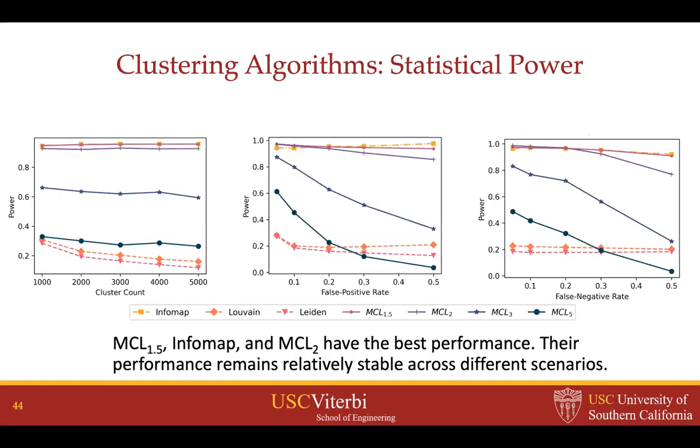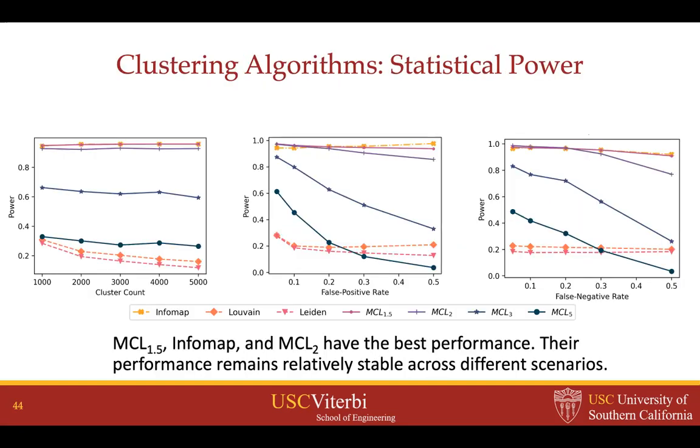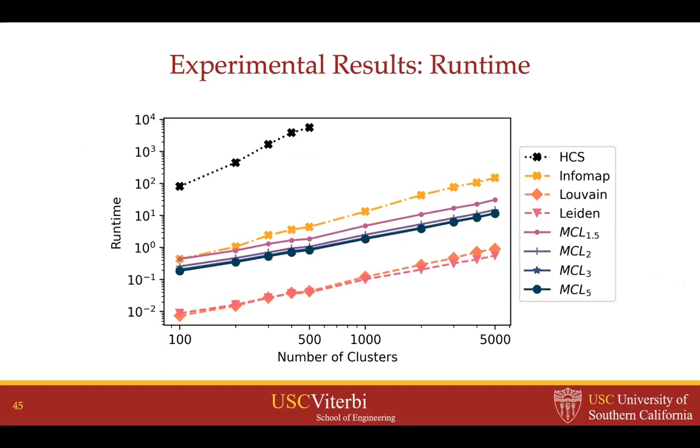In general, we found that InfoMap, MCL with an inflation ratio of 1.5, and MCL with an inflation ratio of 2 have the best and most stable performance across different cluster counts and false positive and false negative rate scenarios. In terms of speed, however, the worst performing algorithms before, Louvain and Leiden, had the highest speed by 2 orders of magnitude, followed by Markov clustering.